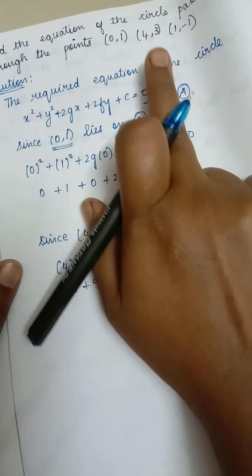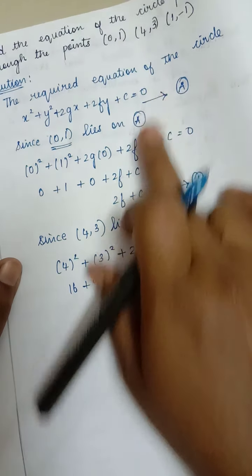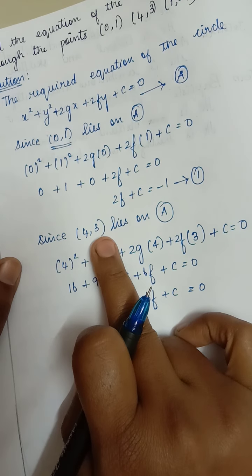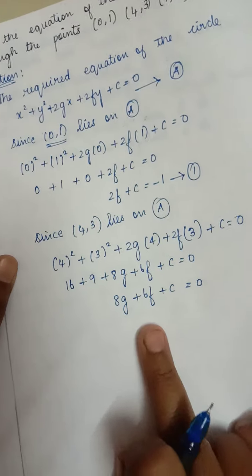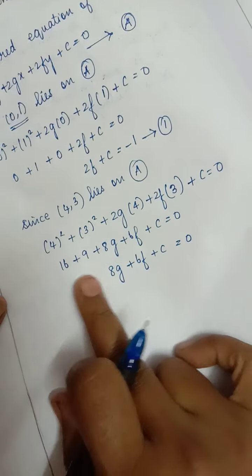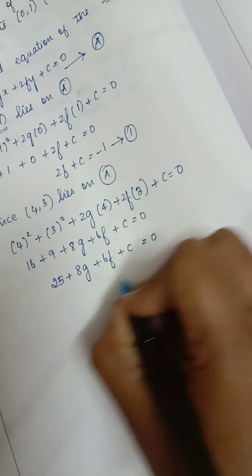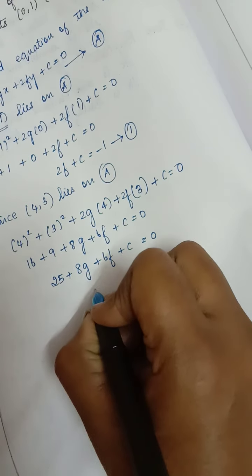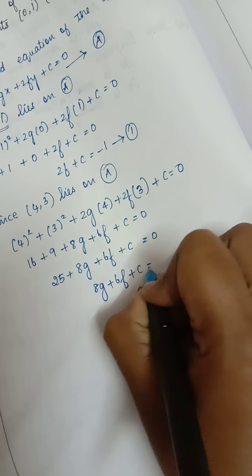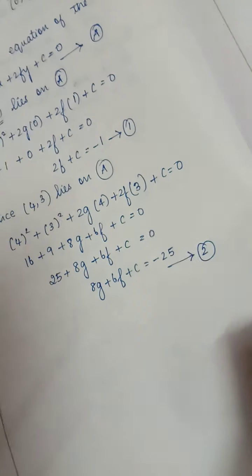Then next point we are taking (4, 3), and again it lies on equation A. Again we are substituting, x as 4 and y as 3. Then we are getting 8g plus 6f plus c, and 16 plus 9 is 25. Then we take this constant to this side. So 8g plus 6f plus c is equal to -25. Let this be equation 2.